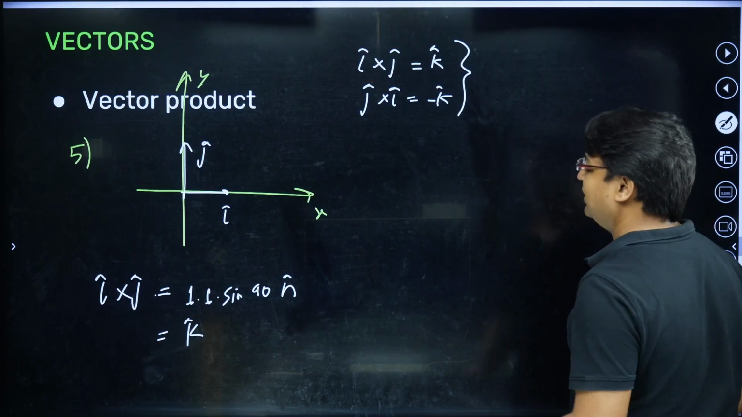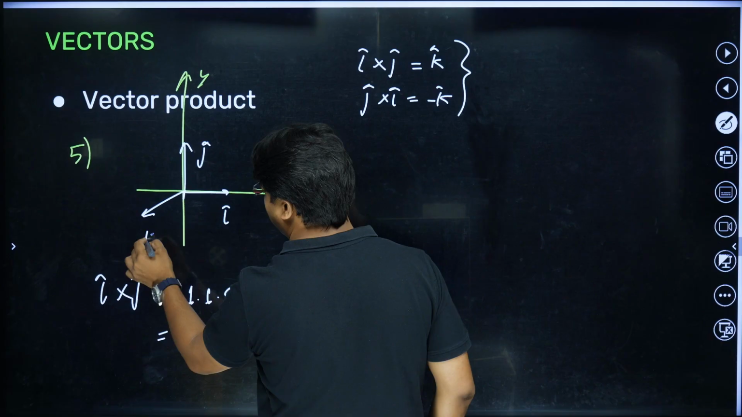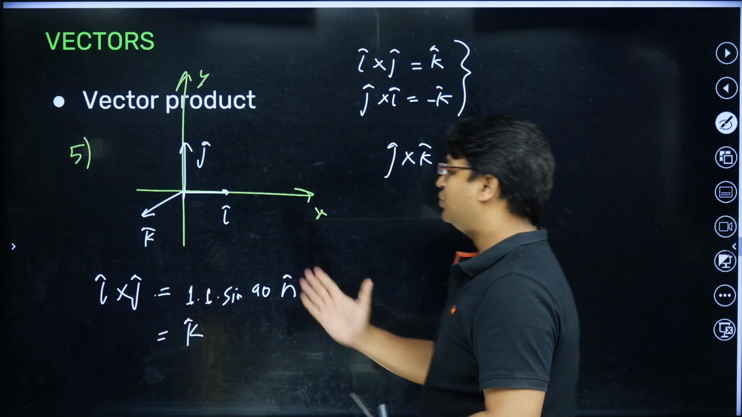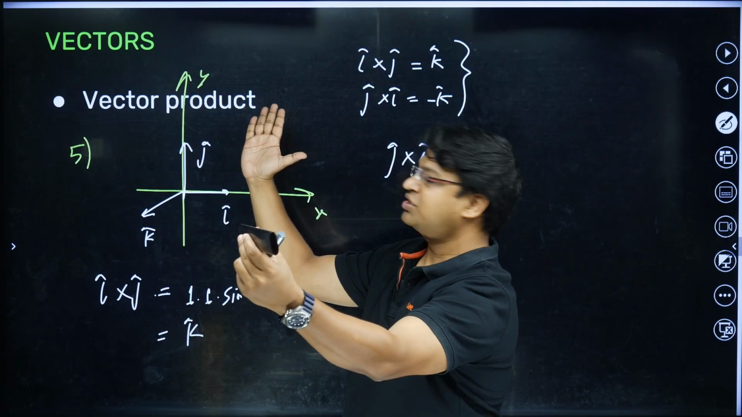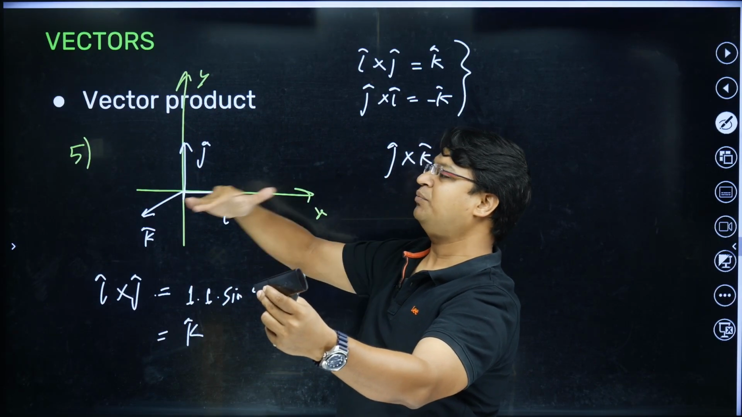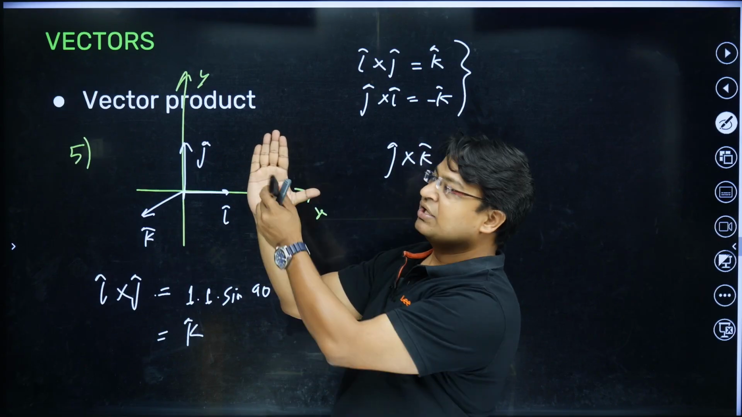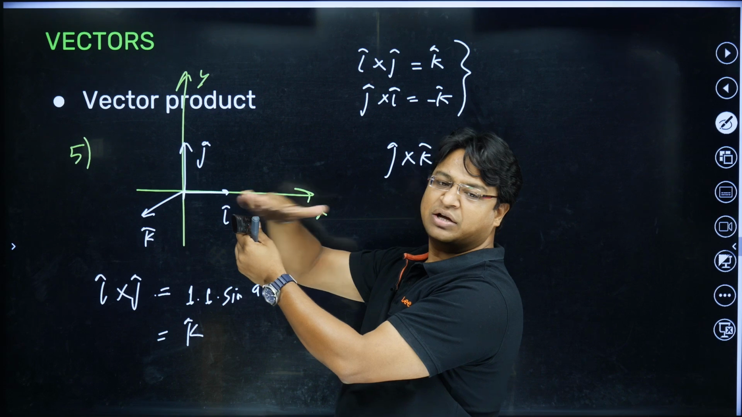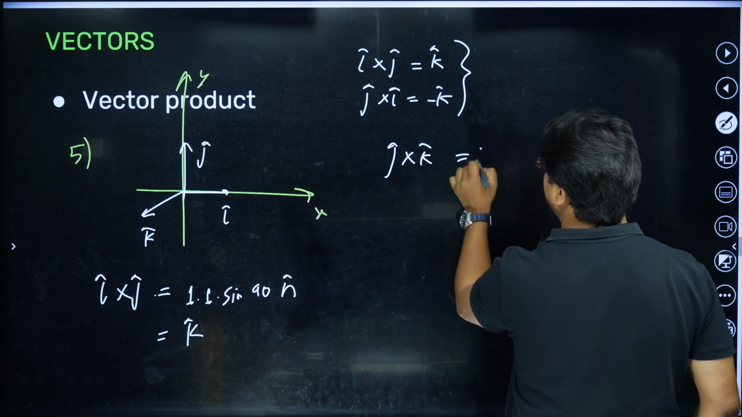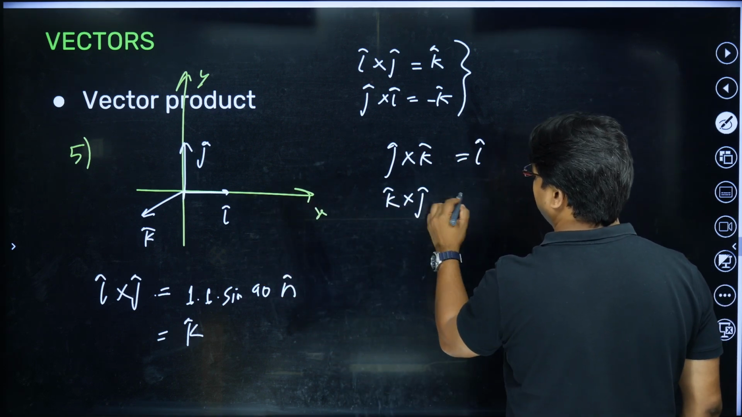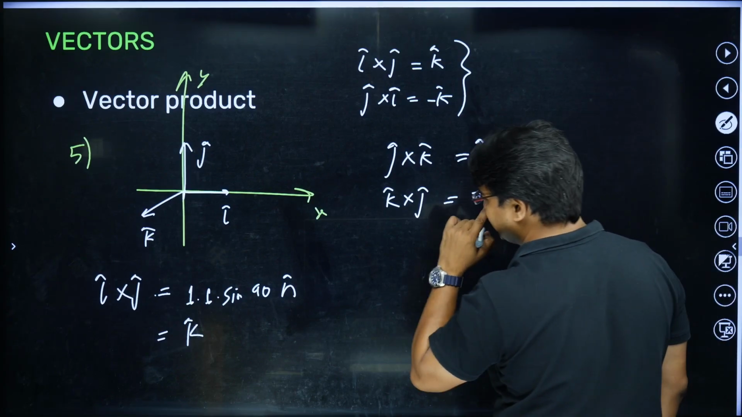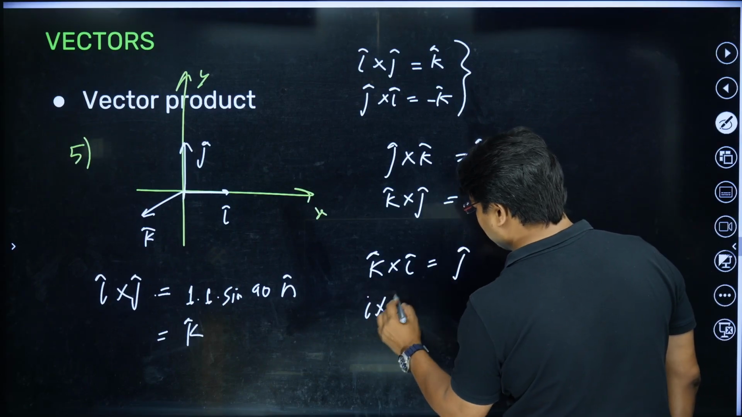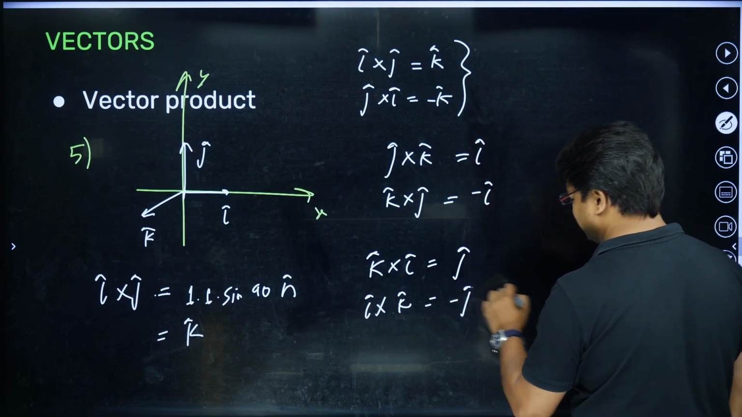Similarly, let's say this is k direction. What if I talk about j cross k? Notice, j is in upward direction, k is in outward direction. So j cross k will point in x direction. So it is I cap, which also means that k cross j is minus I. Similarly, you can check it yourself. K cross I would be j, and I cross k would be minus j.